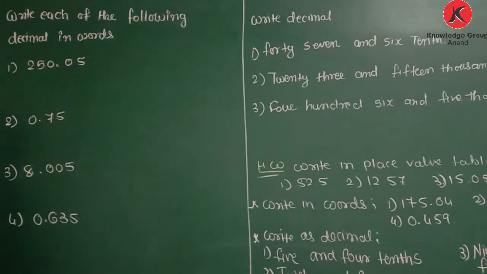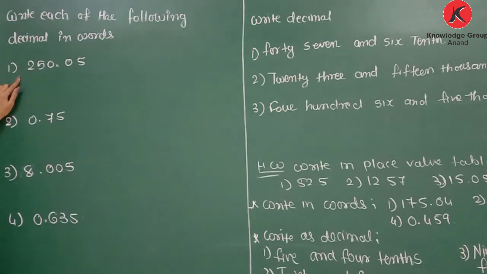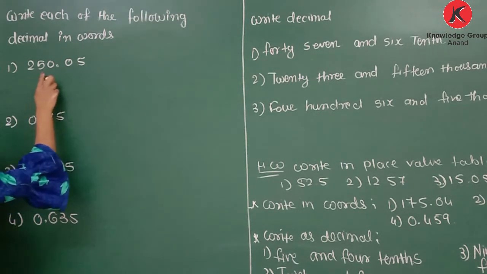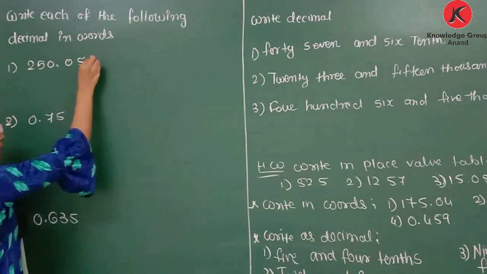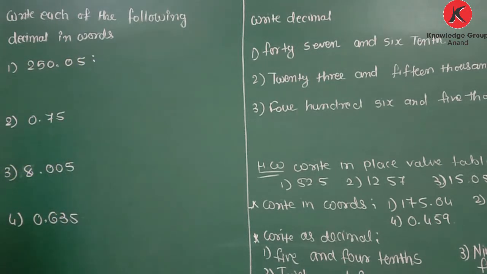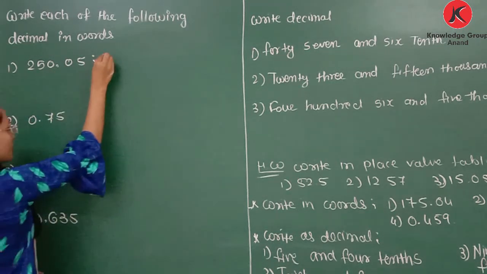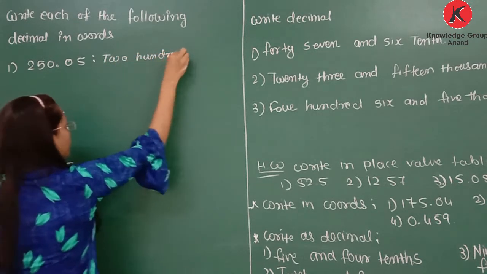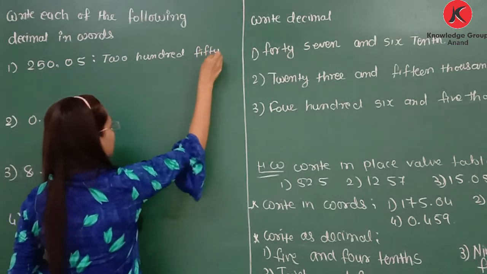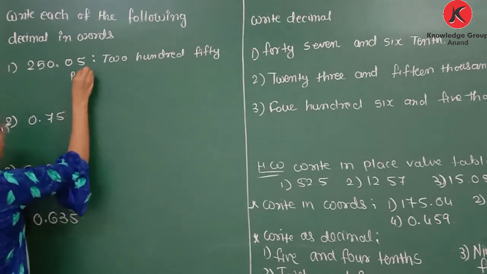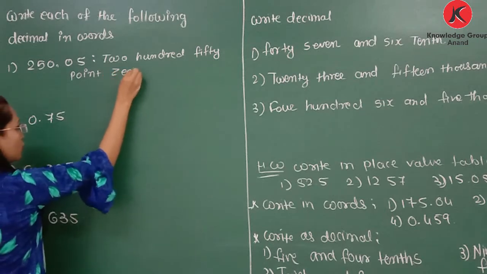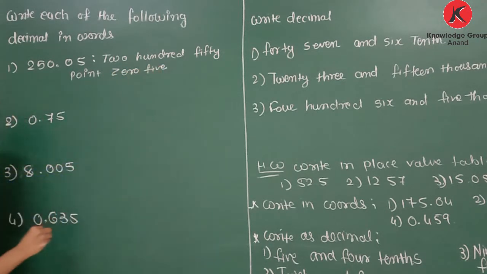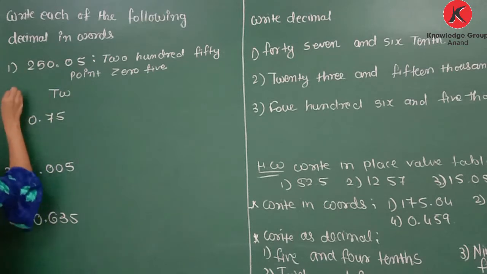So now we will start some examples in which we need to write the decimal point in words. So let's start 250.05. So how can we read it? I am writing the name in both methods, but you need to write only in one method. So let's start here first. It is written as 250. Now point 05.